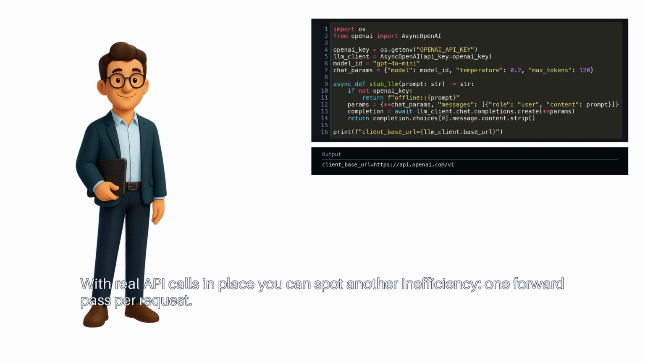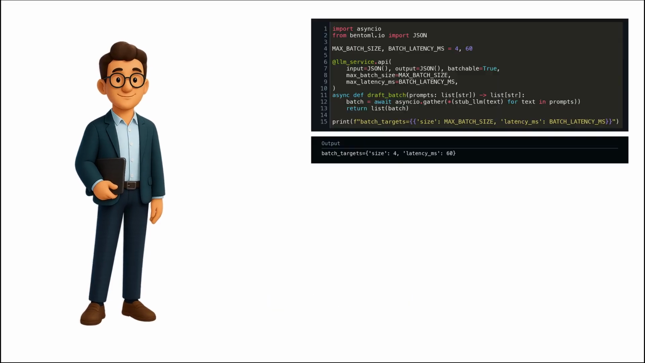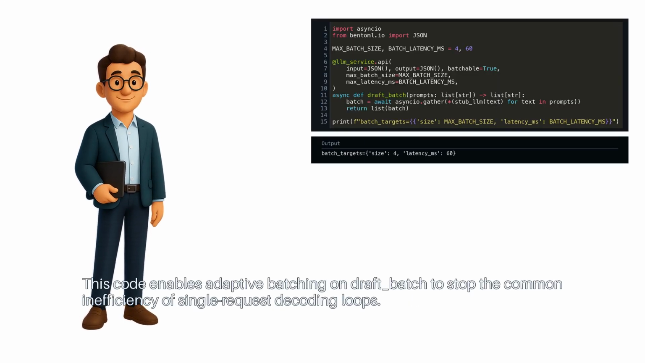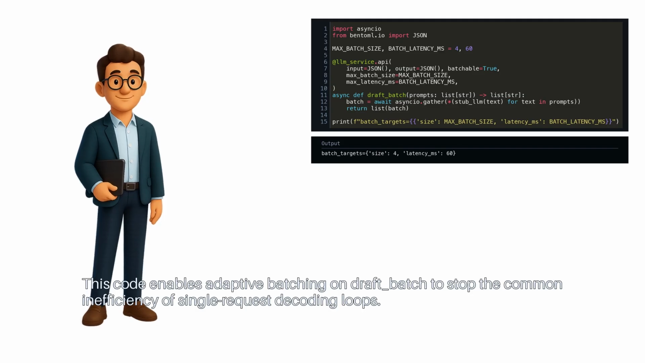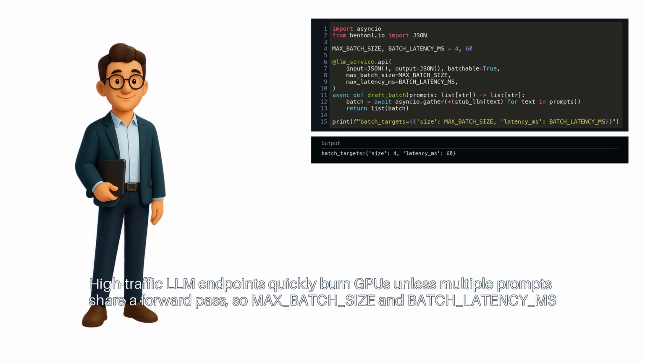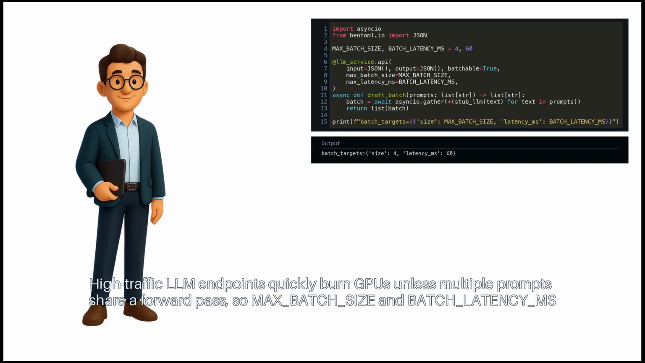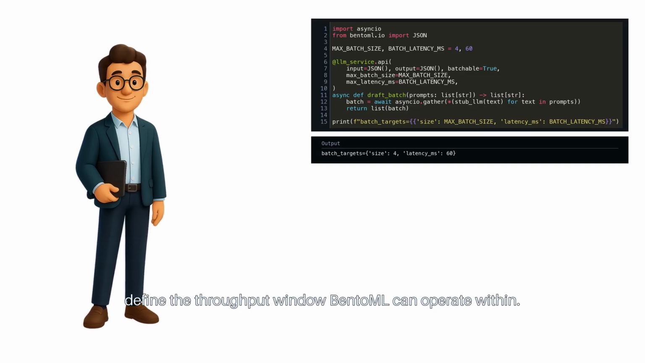With real API calls in place, you can spot another inefficiency: one forward pass per request. Batching reclaims throughput. This code enables adaptive batching on draft_batch to stop the common inefficiency of single-request decoding loops. High-traffic LLM endpoints quickly burn GPUs unless multiple prompts share a forward pass. So max_batch_size and batch_latency_ms define the throughput window BentoML can operate within.